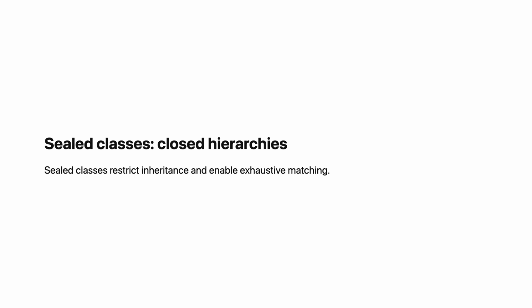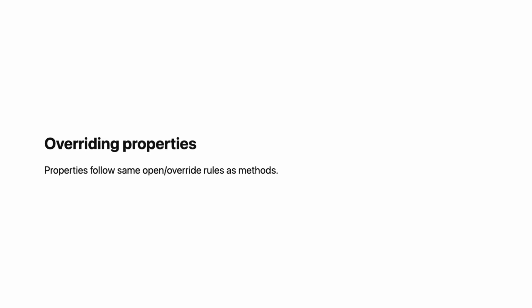Sometimes you want to restrict which classes can inherit. Sealed classes allow inheritance only within the same file. Sealed class Result. Class Success with val data : Result, class Failure with val error : Result. All subclasses must be defined in the same file. No other file can add subclasses. This enables exhaustive when expressions: when result is Success, use result.data; is Failure, use result.error. No else needed because all cases are known.